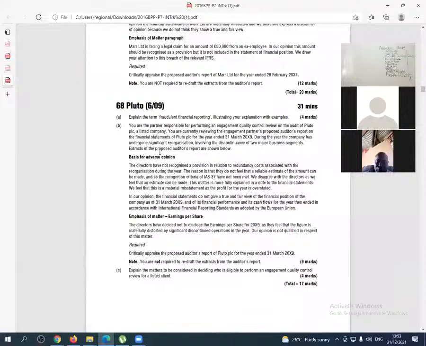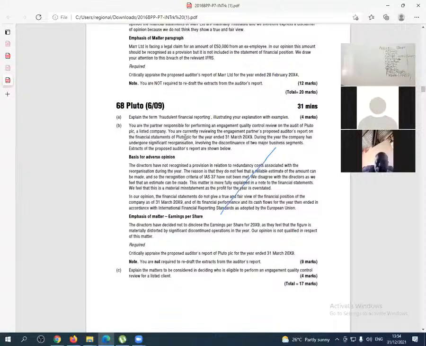So these guys gave an adverse opinion. Basis for adverse opinion: the directors have not recognized a provision in relation to redundancy costs associated with reorganization during the year. The reason is that they do not feel that a reliable estimate of the amount can be made, and so the recognition criteria of IAS 37 have not been met. We disagree with the directors as we feel that an estimate can be made. The matter is more fully explained in a note to the financial statements. We feel that this is a material misstatement as the profit for the year is overstated.